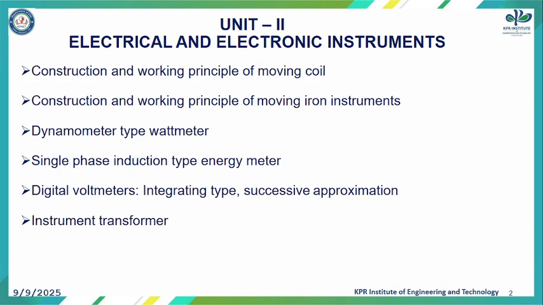So, this unit consists of the following topics: construction and working principle of the moving coil, construction and working principle of moving iron instruments, dynamometer type wattmeter, single phase induction type energy meter, and digital voltmeter. Under this digital voltmeter we are going to discuss two topics: one is the integrating type digital voltmeter and the other is the successive approximation type digital voltmeter. And finally we are going to discuss instrument transformers. So this comprised form is known as our unit 2. This unit is called electrical and electronics instruments.